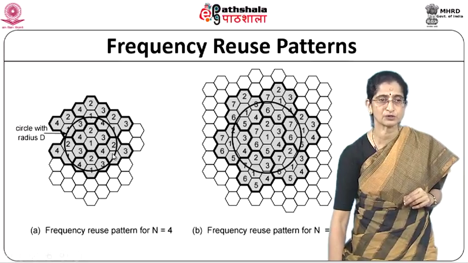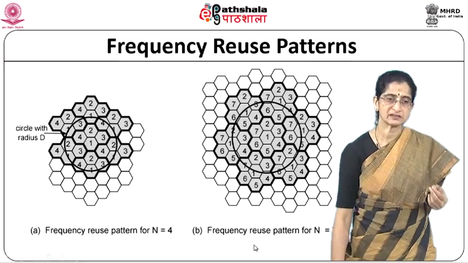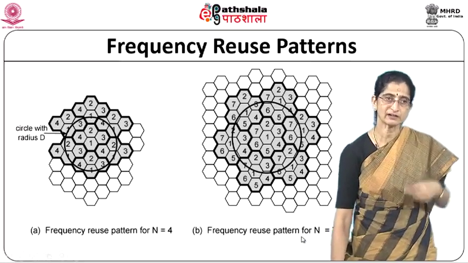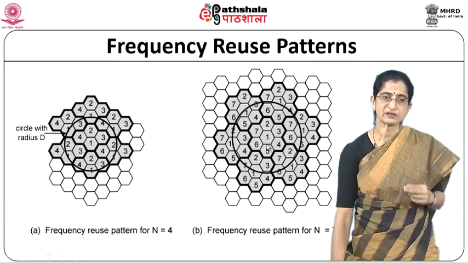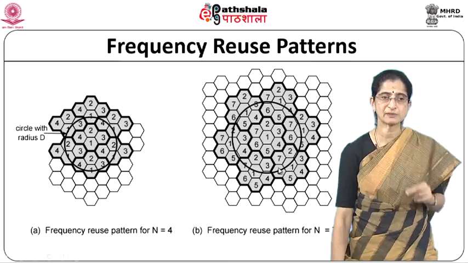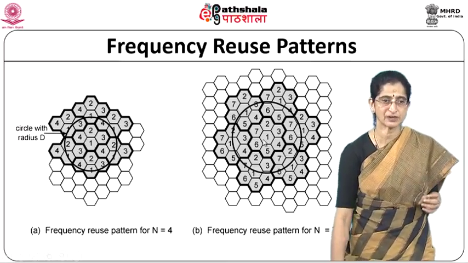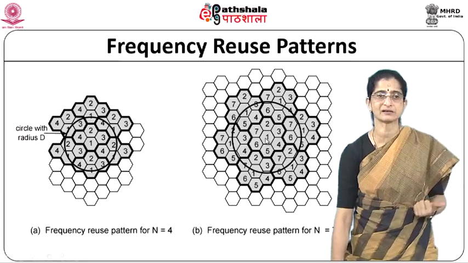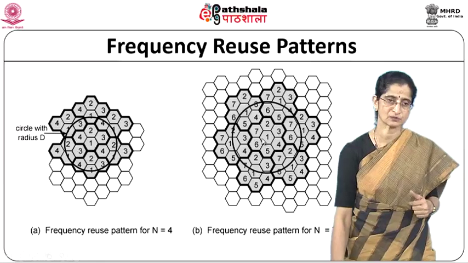From here to here there is about a 2 cell distance. So as we increase the reuse pattern, the n value, you will find that the distance between 2 different cells using the same set of frequencies increases. Which means that you have better separation of the frequency, so it becomes easier to build the transmitters in each of these cells. Okay. So this is one thing.